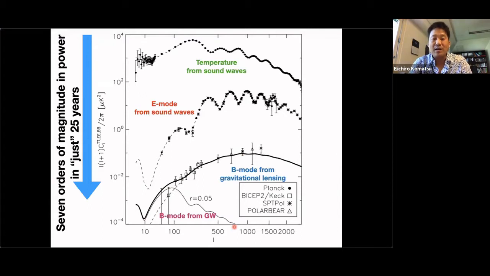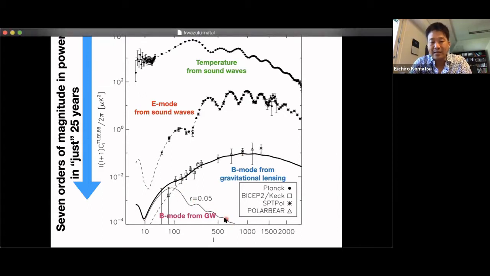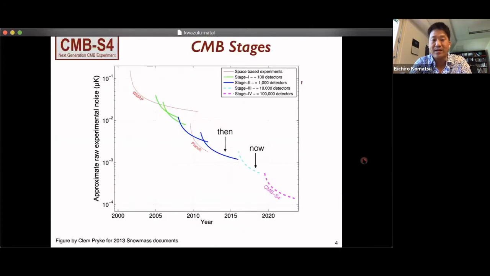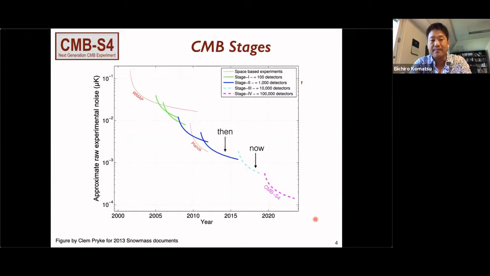Now, this hasn't been seen yet. All of these other things have been measured. And there's a 7 orders of magnitude improvement in power in just 25 years. This is an amazing rapid progress of the field, right? If you think about it. In fact, if you look at the approximate law of experimental noise as a function of time, it's an exponential improvement. It's like a Moore's law.